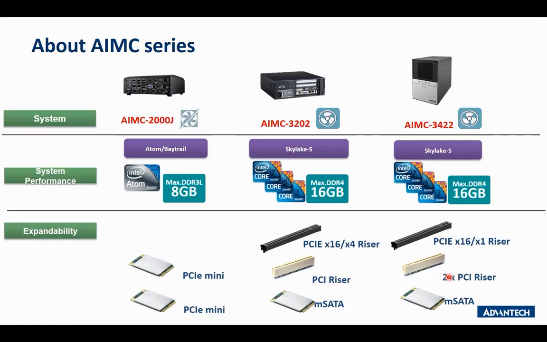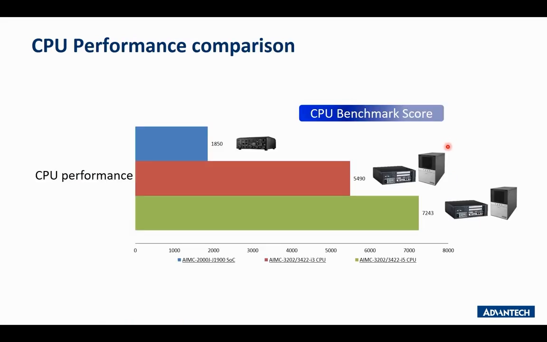Okay, this one is for the AMC series. In the AMC series, we have three systems here. The AMC 2000J uses Atom performance, and its expandability is also much less compared to the AMC 3422. For the CPU performance comparison, as we know, AMC is using Atom SoC. The performance is very low compared to the AMC 3002, which uses an i5 CPU. It has a very high rating.